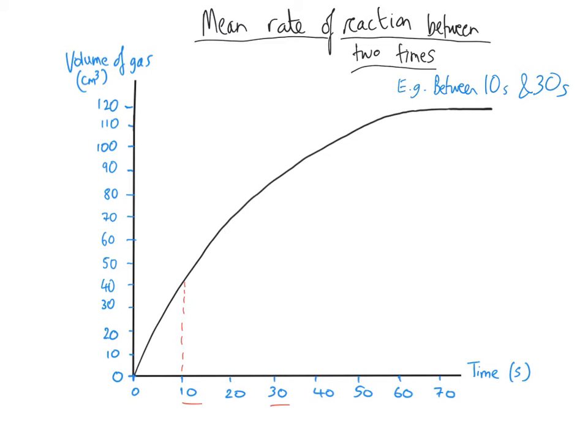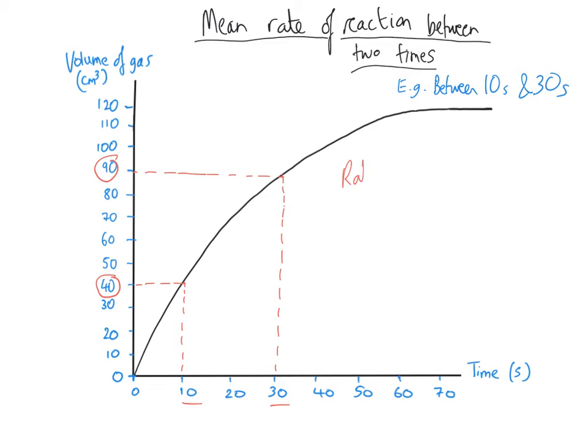I haven't got a ruler to use with this app, but you'd use a ruler on your exam paper and you'd read along to the y-axis and you'd find out that 40 cubic centimetres of gas was made after 10 seconds. And then you'd do the same thing for 30 seconds, so you'd read up to the line and you'd find out that 90 cubic centimetres had been made after 30 seconds.